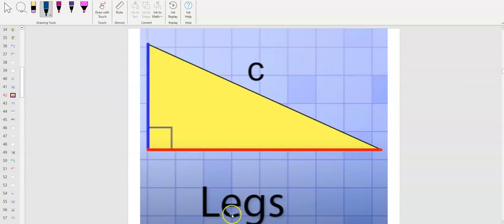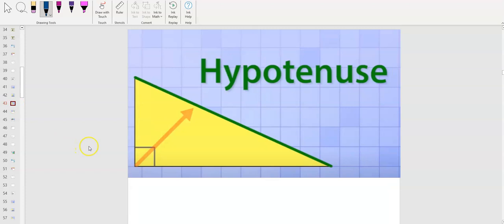The legs of a triangle are the two shorter sides. They are connected to the right angle right here. It does not matter which one is A or B, but they are the two sides of the triangle that are touching the right angle. You also need to know what a hypotenuse is. A hypotenuse is the longer side of a right triangle. It is the side directly across from the right angle, and that is always going to be C. So our hypotenuse is C, and our legs are A and B. You should be taking these notes down in your note taker.